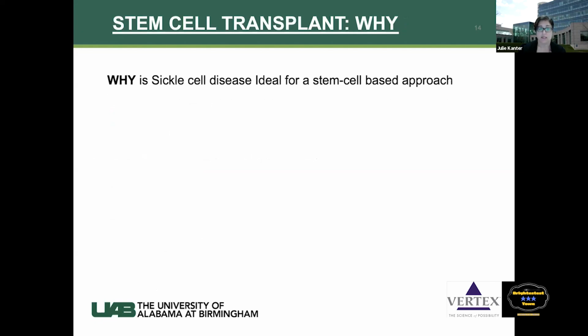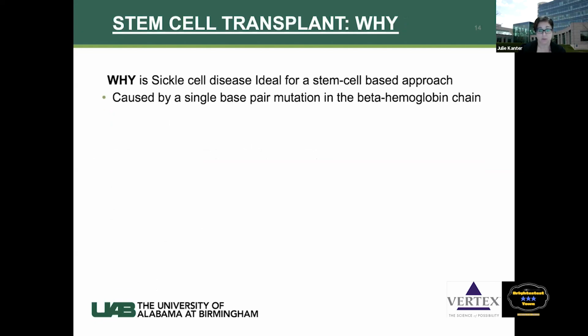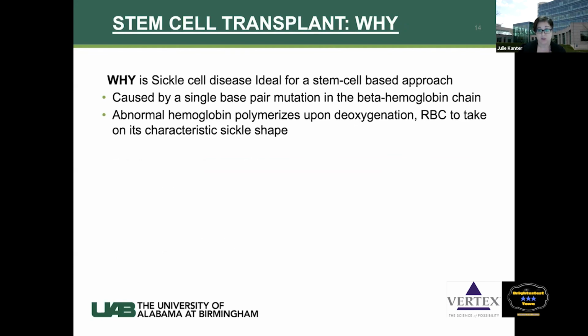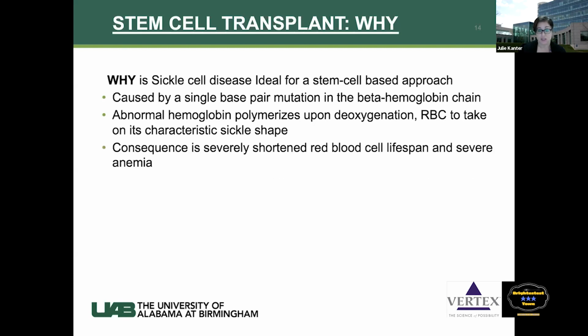So why is sickle cell ideal for a stem cell-based approach? Well, as I showed you, it's caused by a single base pair mutation in the beta hemoglobin chain. This results in the actual sickle hemoglobin being produced, which causes the sickling itself, and the shortened lifespan of those red cells, and the often release of free heme that's toxic and inflammatory to the inside of the blood vessel.